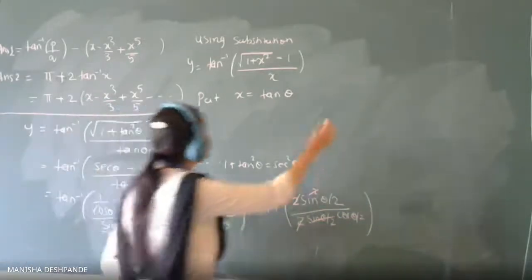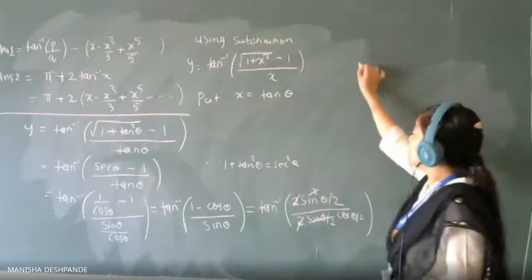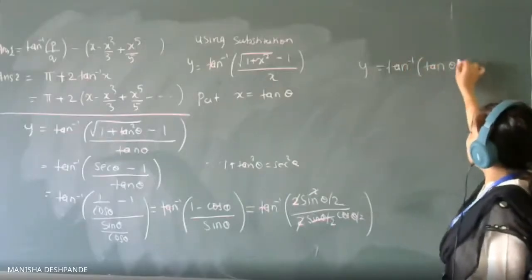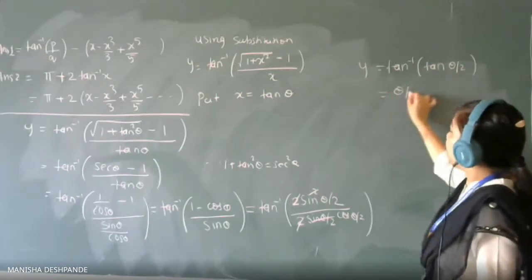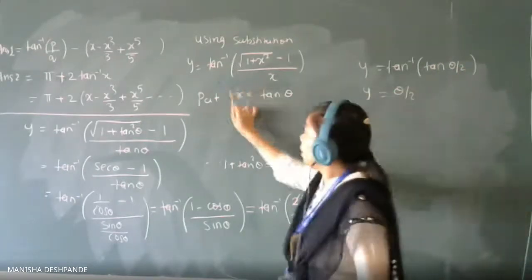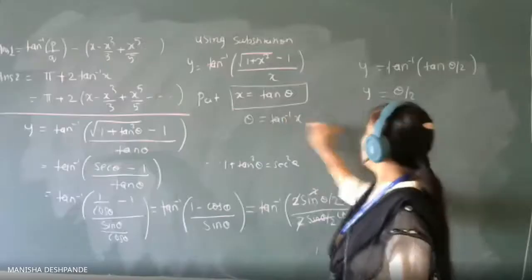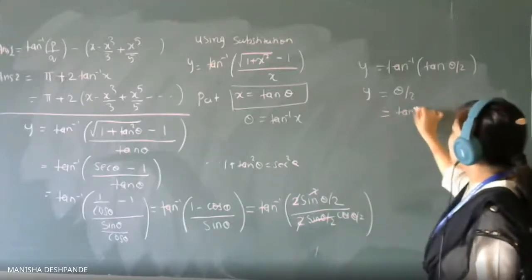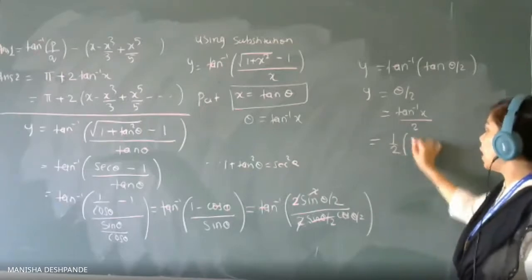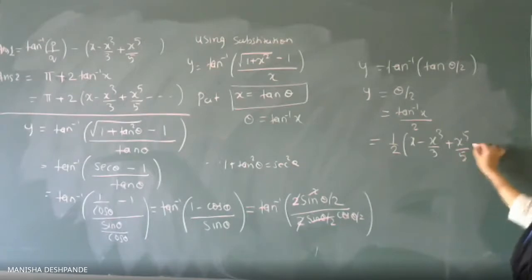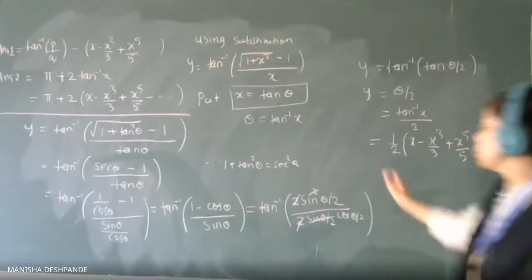Okay. So what will be your question? Therefore, reducing to now, y is equal to tan inverse of tan theta by 2. As simple as that. And therefore, your answer is theta by 2. But what is theta? If x is tan theta, then theta will be tan inverse of x, so the answer is tan inverse of x divided by 2. Directly make use of the expansion of tan inverse, that is x minus x cubed by 3 plus x raised to 5 by 5 minus x raised to 7 by 7, and so on. That's your answer. That's it. So this is your expansion.